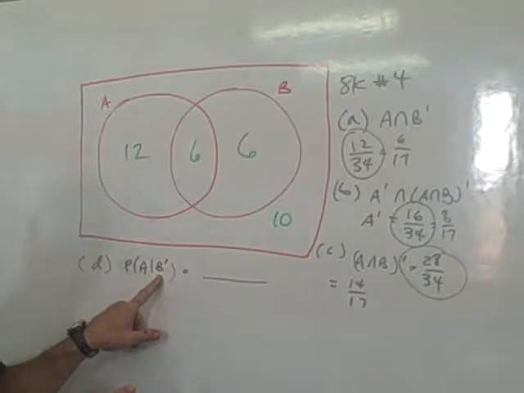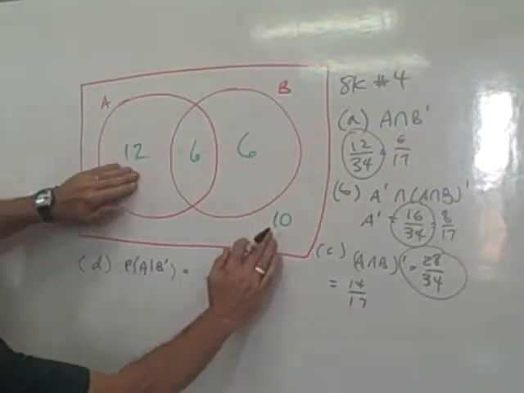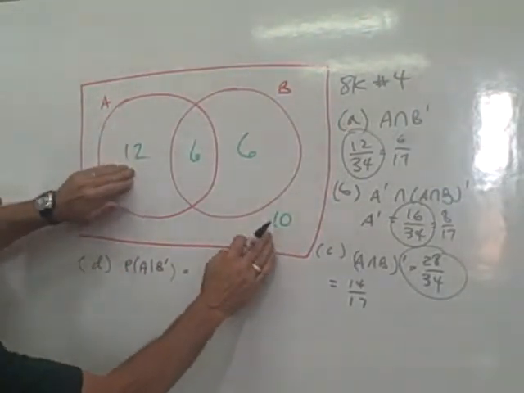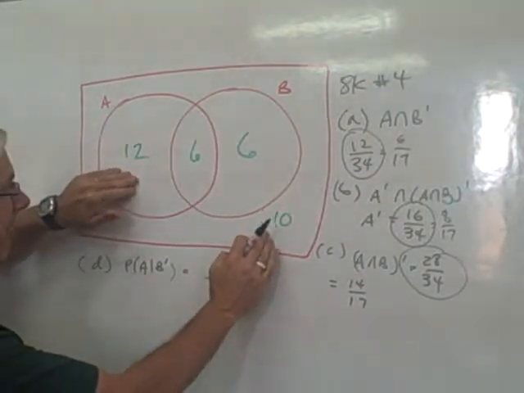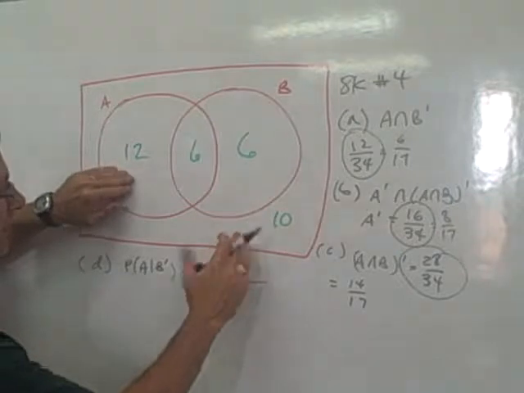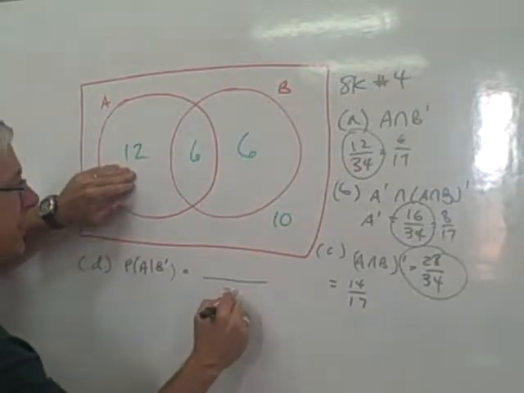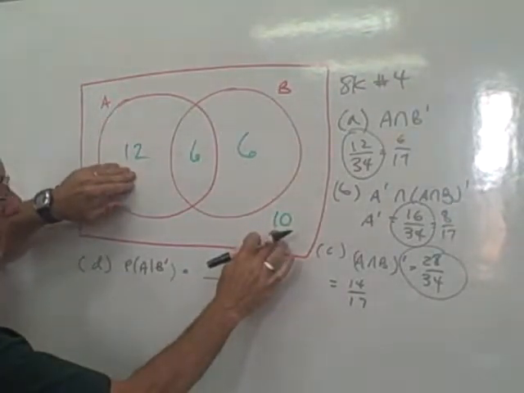So when I'm looking at B prime, I'm looking at everything outside of B. I'm looking at this 12 and 10. That's my new universal set. That's my new denominator. That's the part I'm going for. That is B prime. So I'm looking at 22 on the bottom here. That's the B prime population.